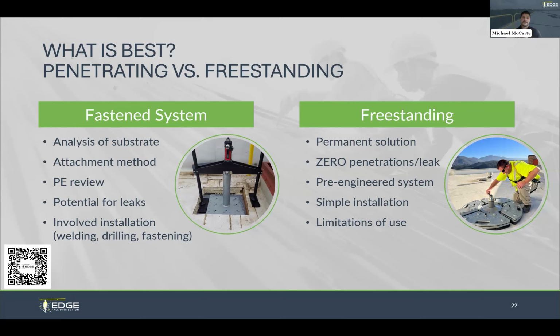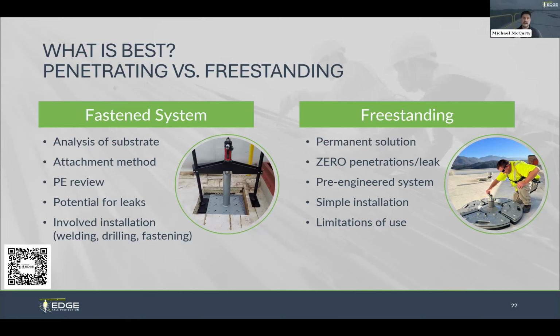We do a lot of freestanding systems as well. These are generally permanent solutions. The way that we provide them to customers, I'd say about 90% are for permanent solutions. These are not generally going to make any penetrations, so there shouldn't be any leaks or any issues with your rooftop warranty. Most of these are pre-engineered. The picture you see on there is our freestanding constant force post. That's an anchor system, and we can set up a horizontal lifeline with that as well.